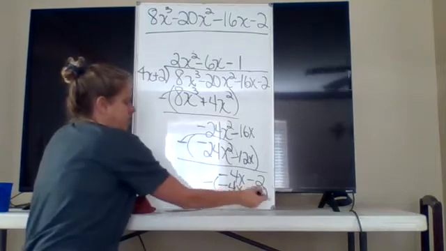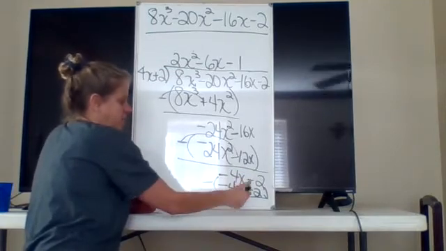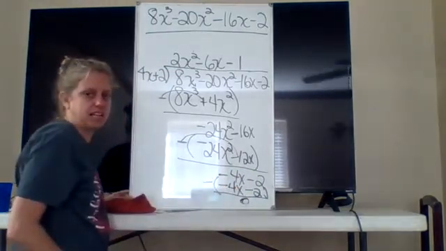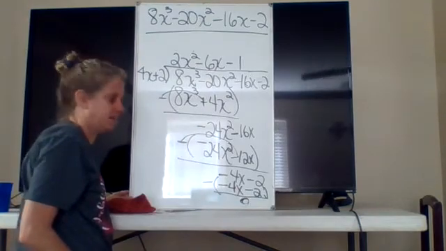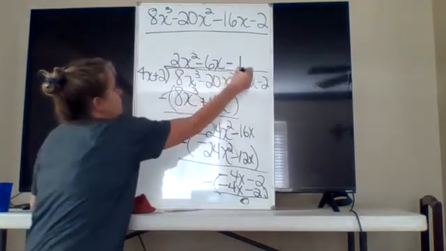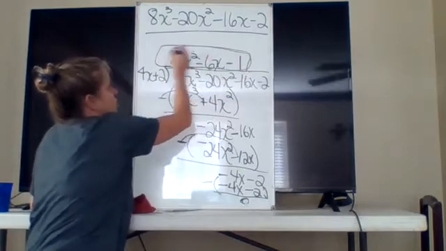And anytime these two things are exactly the same, when you subtract them, there's not going to be anything left, right? They're the same thing. So there's not a remainder, which means that right here is your answer.